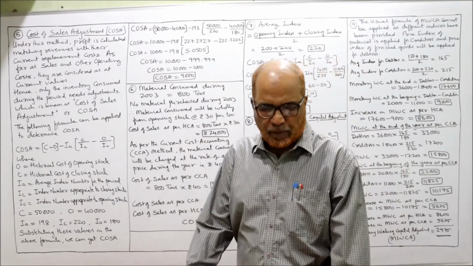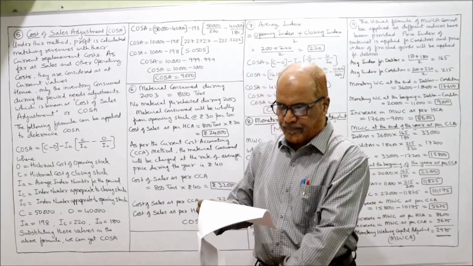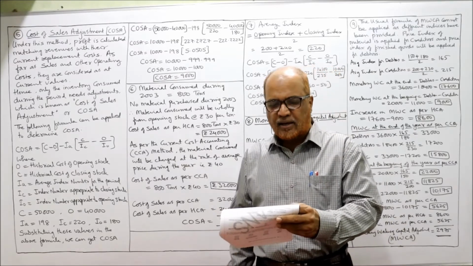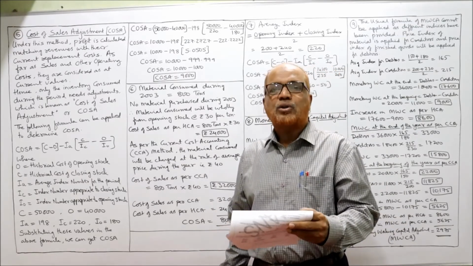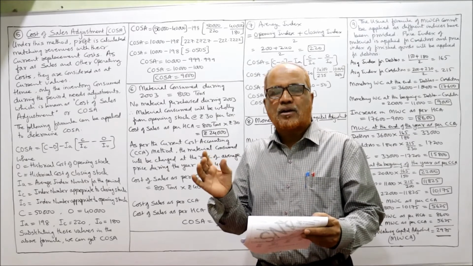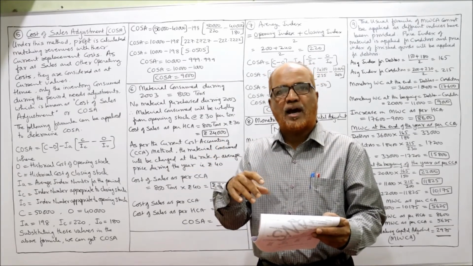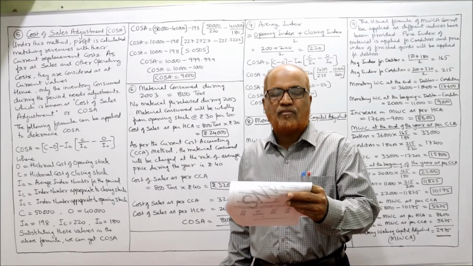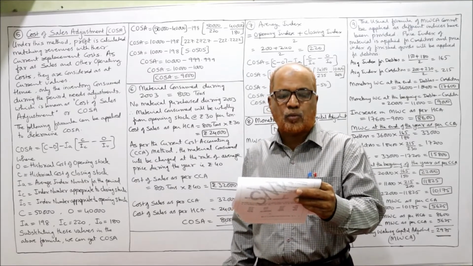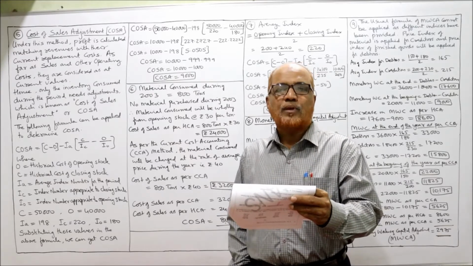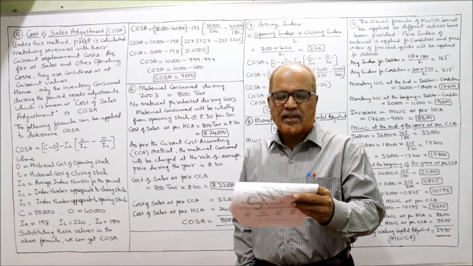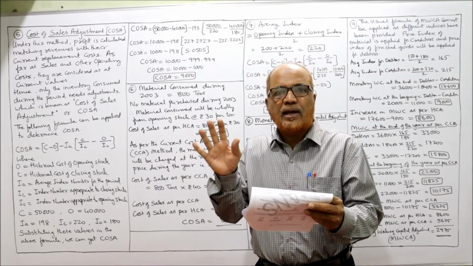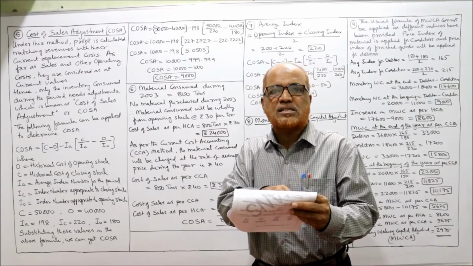Now I am coming to the sixth problem. From the following information, calculate cost of sales adjustment under historical and current cost accounting system. So we have to find out the cost of sales as per historical and as per CCA. Opening stock of raw material on 1st January 2003, 1,000 tons at the rate of 30 rupees per ton, 30,000. Purchases during the year 2003, nil. No purchases were made during the year. Only opening stock we are having, 1,000 tons at 30 rupees each.